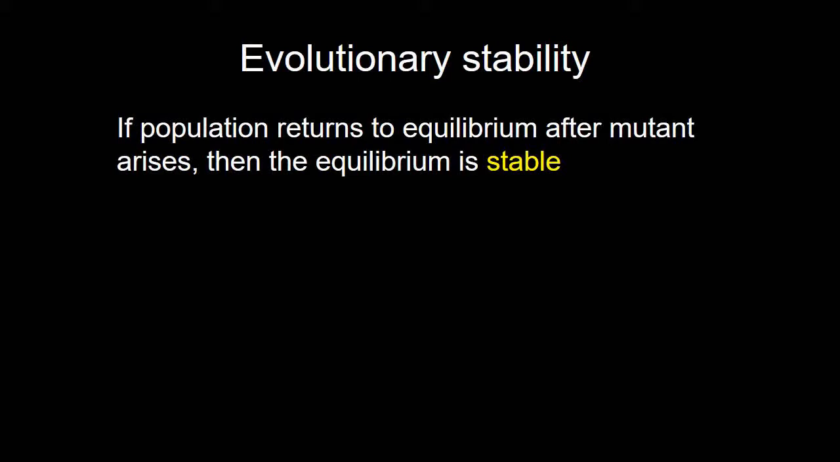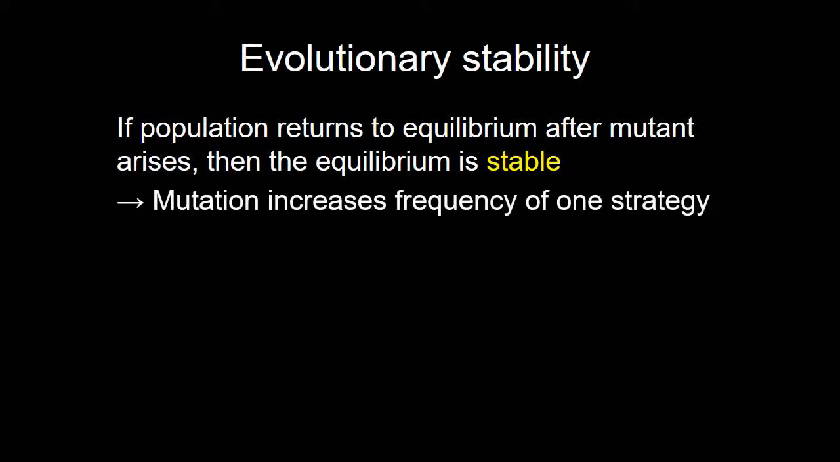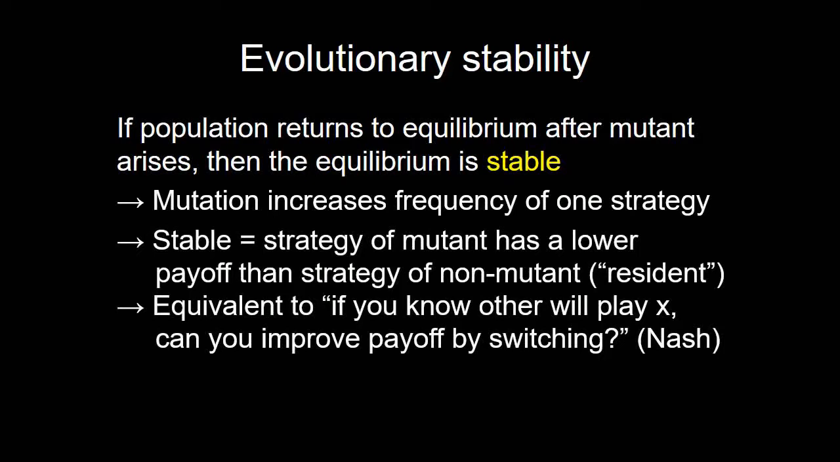To walk through that logic, say in the case of a stable equilibrium, after the mutant arises, the population returns to the equilibrium. What that means is that mutation by definition is going to increase the frequency of one strategy and decrease the frequency of the other. In the case that this equilibrium is stable, if the new mutant has a lower payoff than the strategy that was not the mutant, which you could call the resident, then the new mutant will die out because it's not doing as well, and things will move back to where they were before the mutant arose.